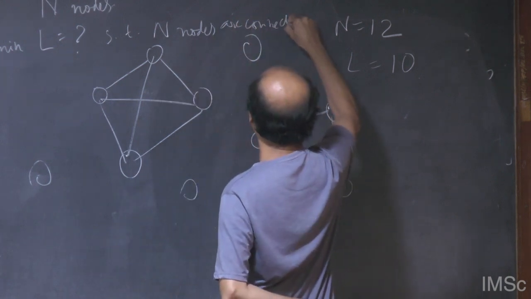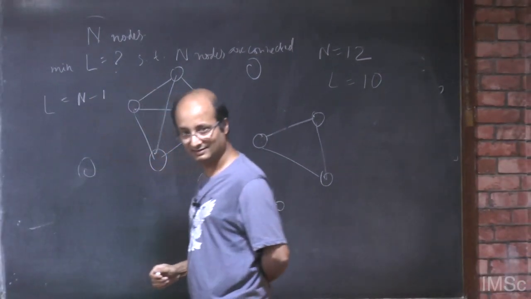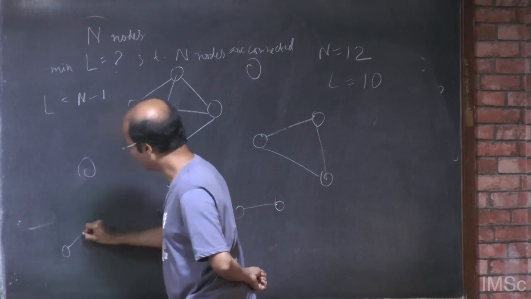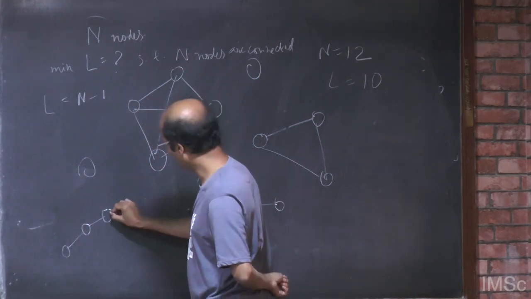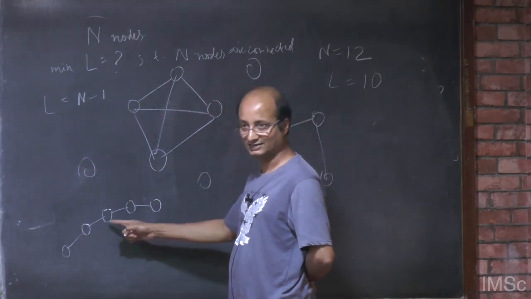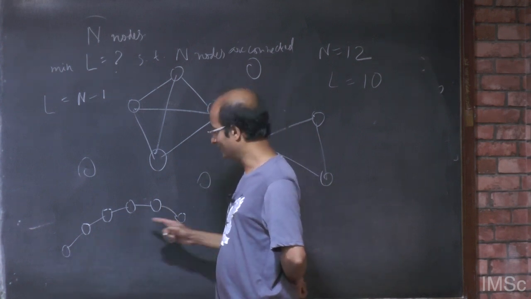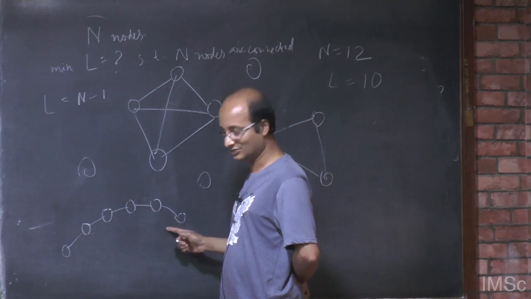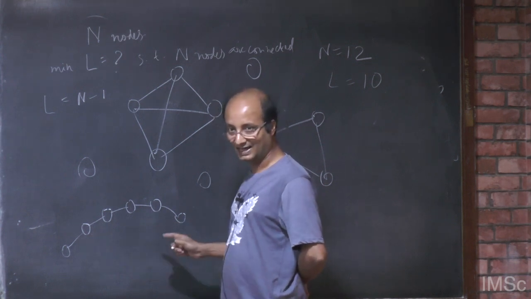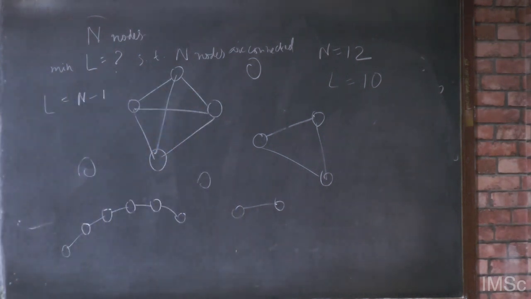And the answer is L minimum would be n minus 1, because you can create a chain where each node is connected to another node, that in turn is connected to another node, and so on. If you count, there would be n minus 1 edges connecting these n nodes. This is the smallest number of edges that you can get away with. If you have any fewer edges, necessarily there would have to be some nodes which are not connected.